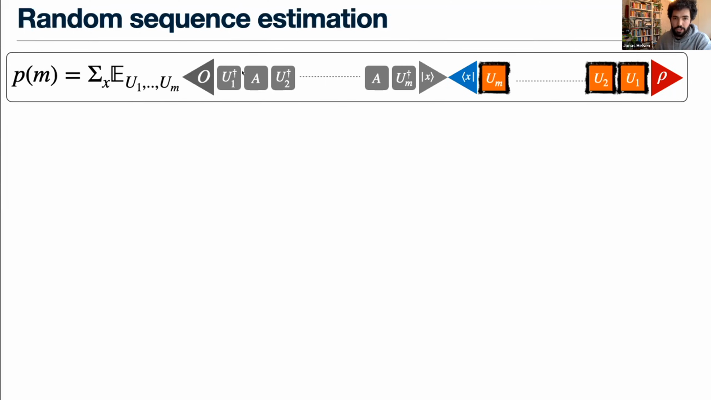So it's sort of a quantum channel observable. And it turns out to be quite a useful thing. So this thing we call the sequence shadow.